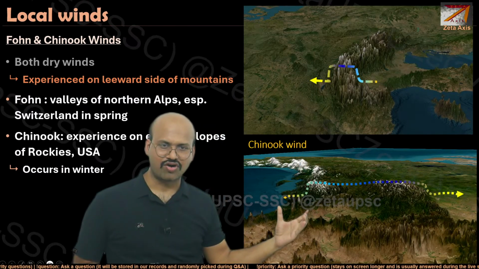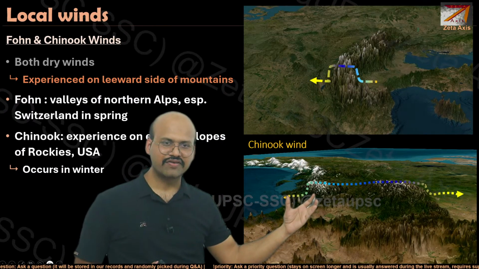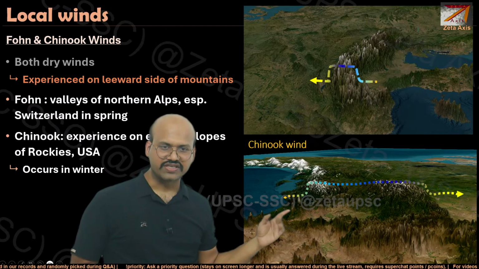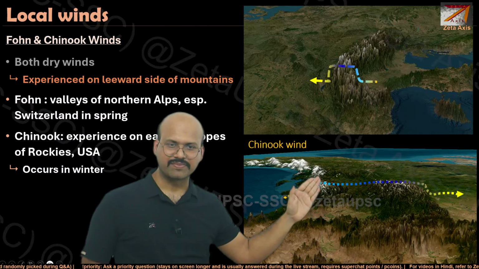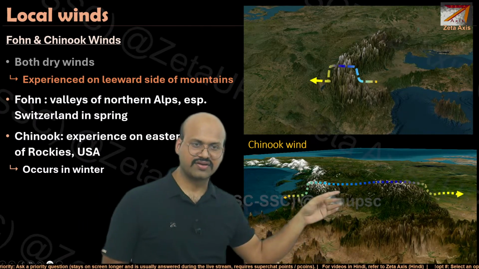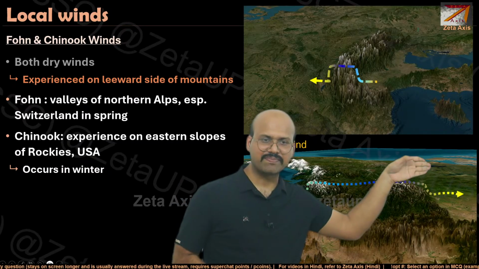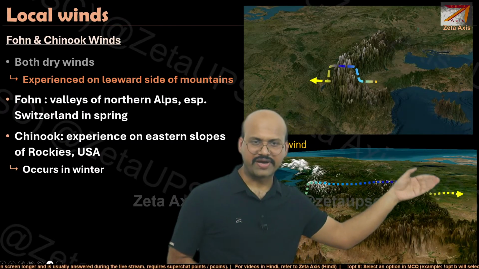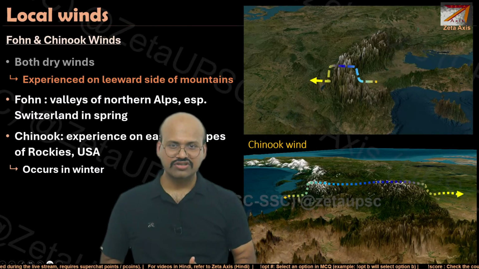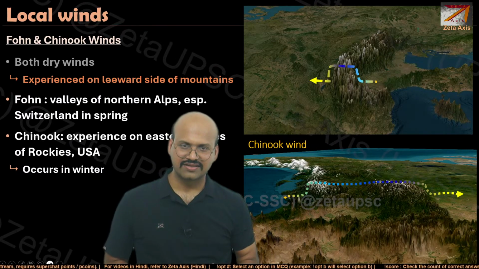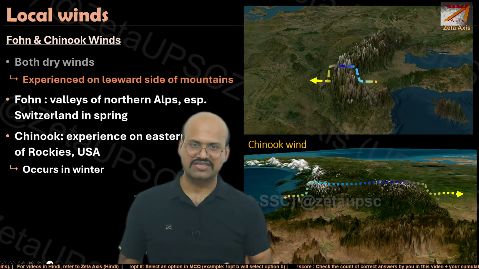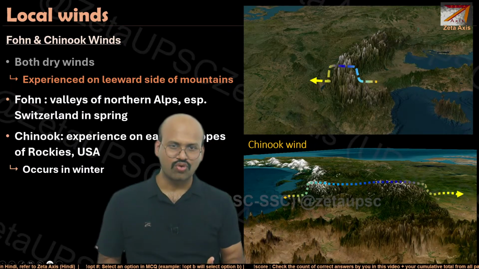Very similar thing occurs for the Chinook winds. Here we can see these are the Rocky Mountains. And the Chinook winds start from the coastal region. They will rise up the mountains. They will give rainfall in this region. There will be snowfall in this region. But when they descend in the Great Plains of the North American continent, you will see that here they are adiabatically heated. And because they are adiabatically heated, they will not give any rainfall in this region. They will increase the temperature. They will even melt the snow or ice in this region.